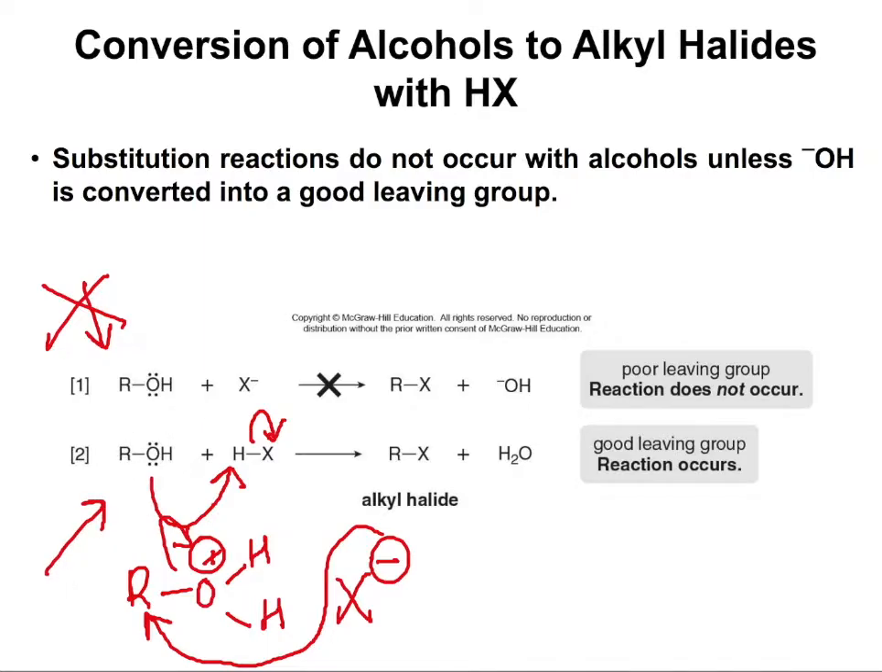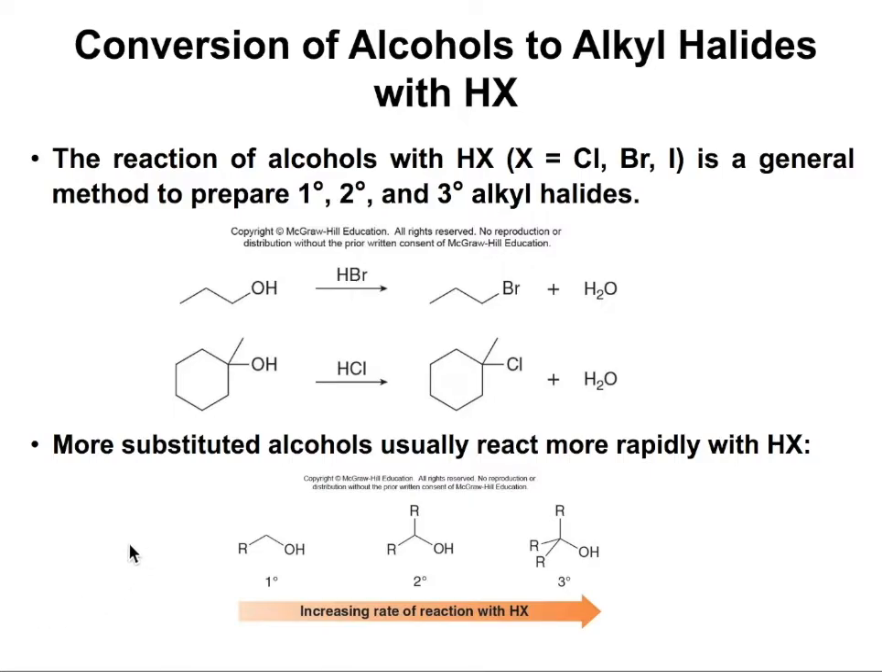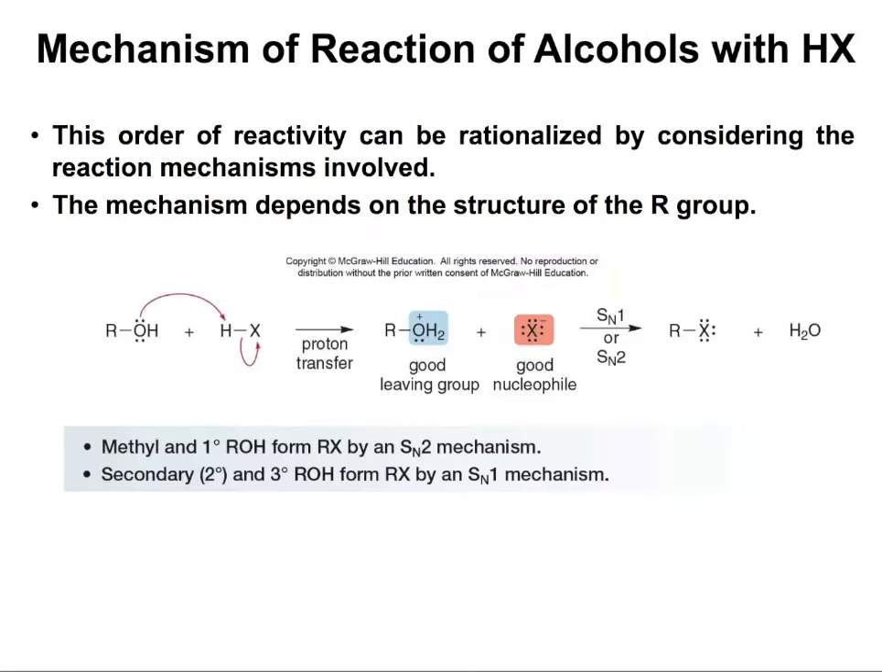So the most common way to do that is to react it with HBr, HCl, or HI. Remember that HF is not very acidic and therefore is not going to help us here protonating that alcohol. So we will compare the different mechanisms when we have a primary, a secondary, or a tertiary alkyl halide.